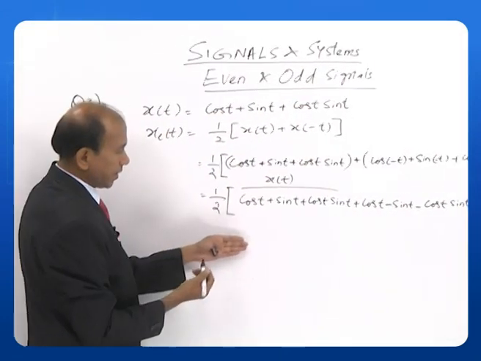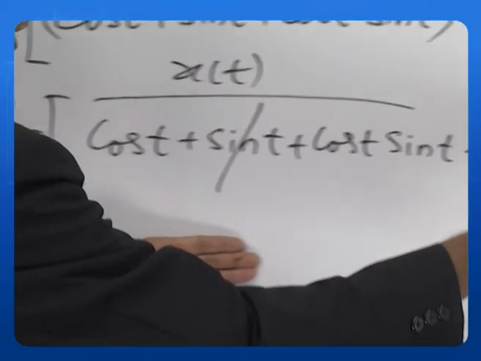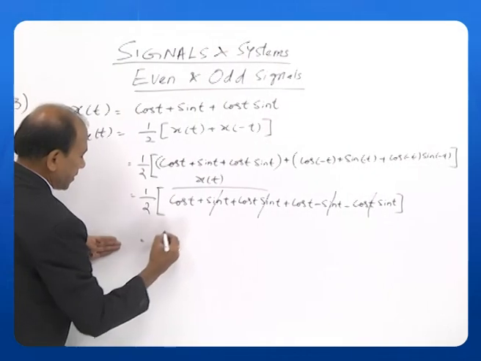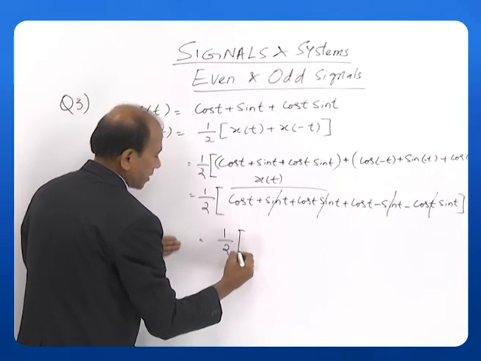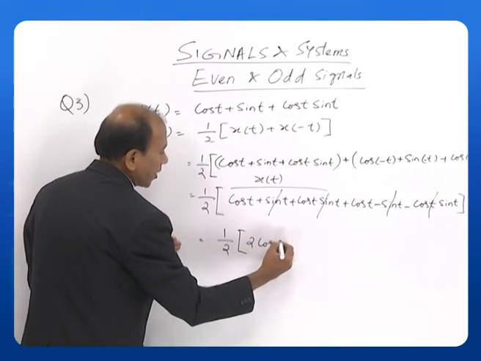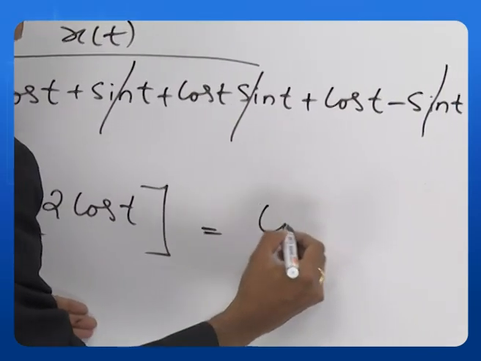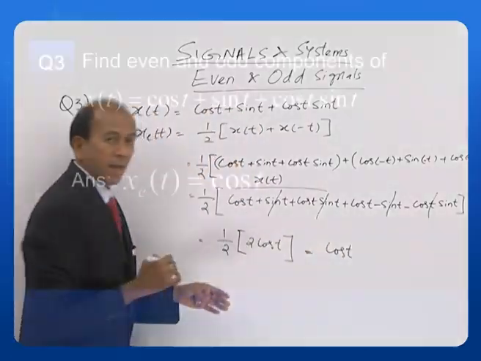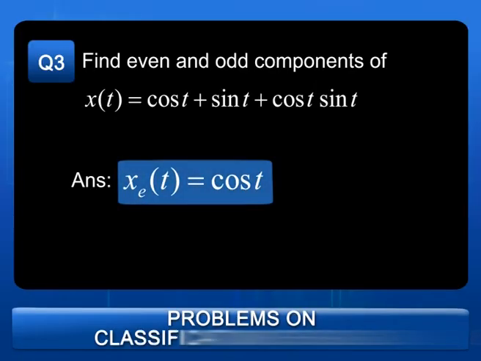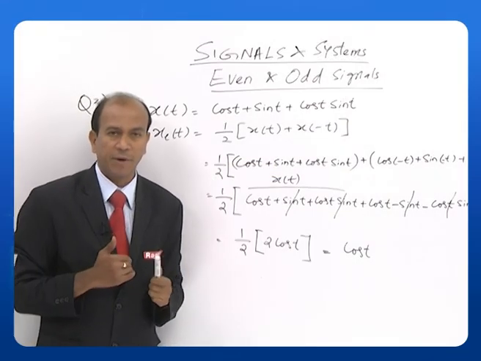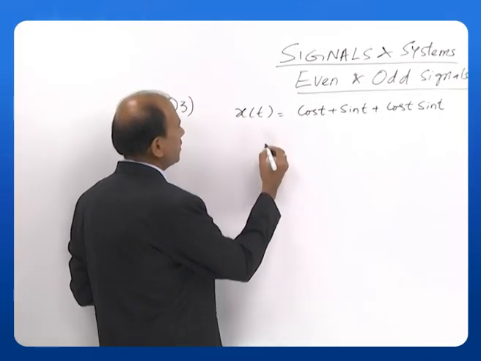Okay. So, then we will cancel this, this is getting cancelled with this and this is getting cancelled with this. So, the ultimate answer is half of 2 cos t. So, this is nothing but equal to cos t. That means, given the signal cos t plus sin t plus cos t sin t, the even component of this is nothing but cos t. Now, let us calculate the odd component.